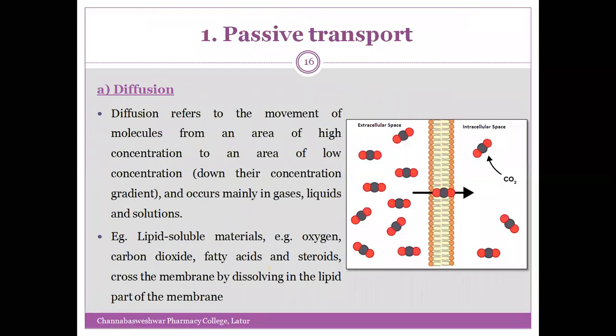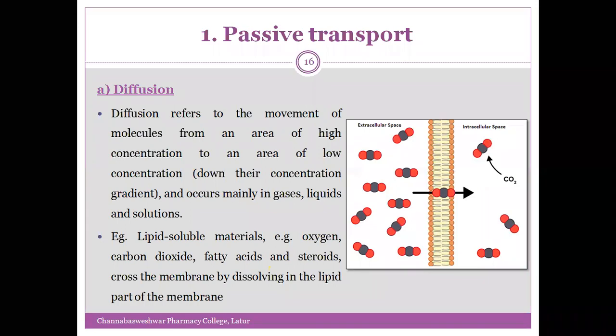So first, passive transport, in that, diffusion, passive diffusion. Passive diffusion refers to the movement of molecules from an area of high concentration to an area of low concentration, that is down their concentration gradient, and that diffusion mainly occurs in gases, liquids and solutions. Example, oxygen is transported by passive diffusion. Then some fatty acids and steroids can pass through the diffusion process. Simple: down concentration gradient means higher concentration to lower concentration.